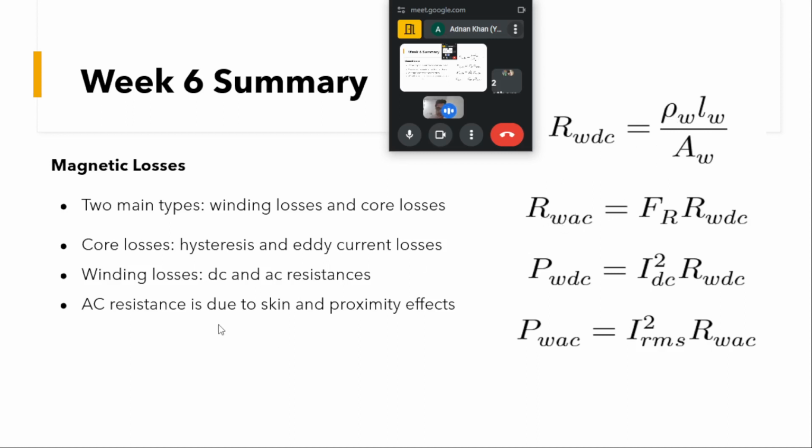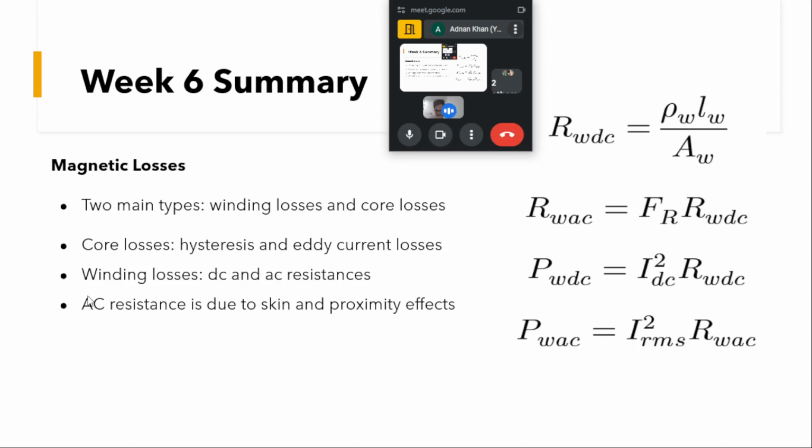What we also know is that there are some effects that happen in AC, known as the skin and proximity effects, that you might have read. Due to the skin effect, the effective area of the conductor decreases because the current is pushed towards the periphery. That is why it is known as the skin effect. The AC resistance is somewhat higher than the DC resistance by some fraction, that is given by this FR.